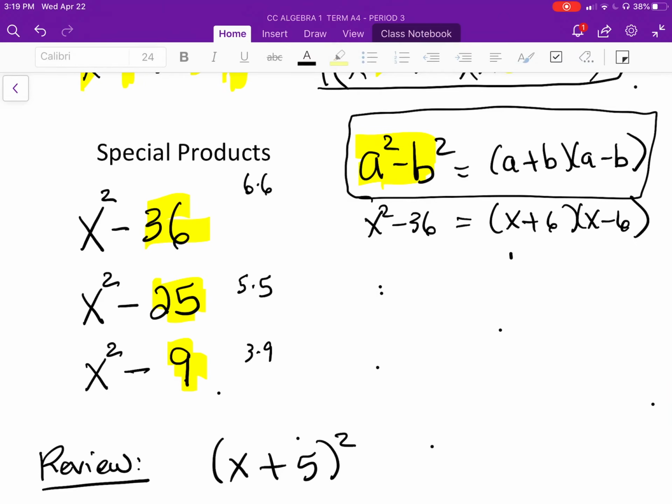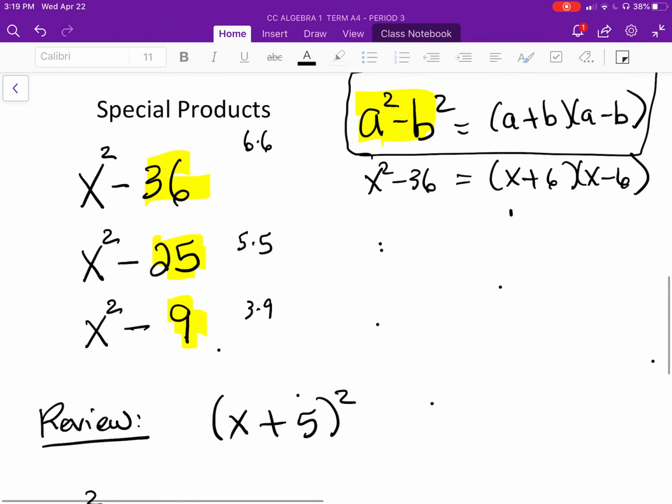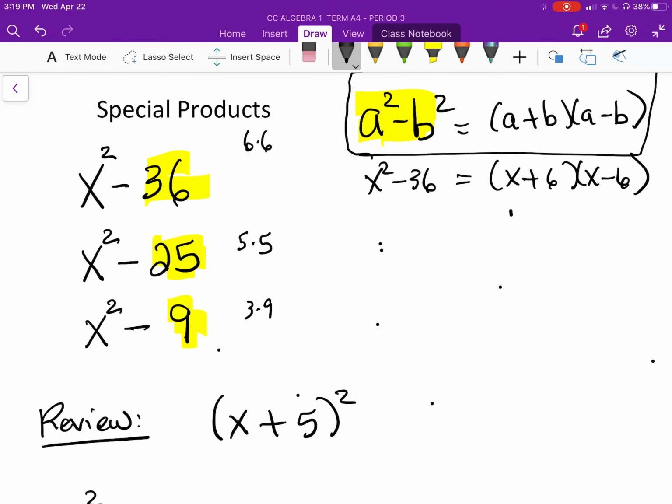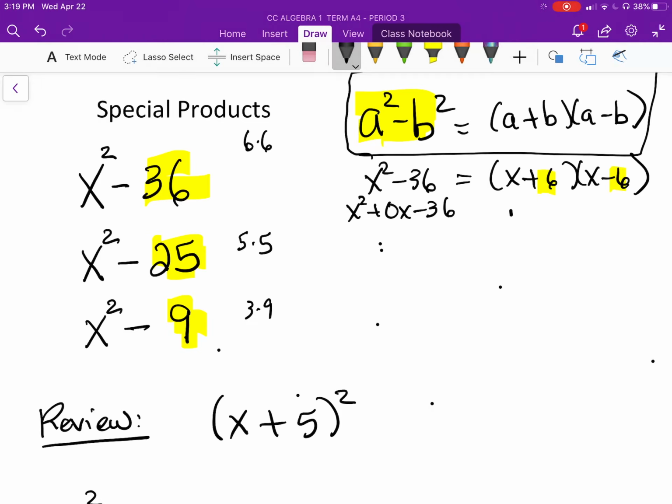Well, what happens to that middle number that we factored up here? What happens to this middle number? Well, when we have positive and negative of the same number, it basically cancels out. So there really is nothing in the middle. So another way to remember this would be to say this is really x squared plus 0x minus 36. And then we remember that we want to pick two numbers that multiply to give me 36 that also subtract to give me 0. So that's another way to remember it.